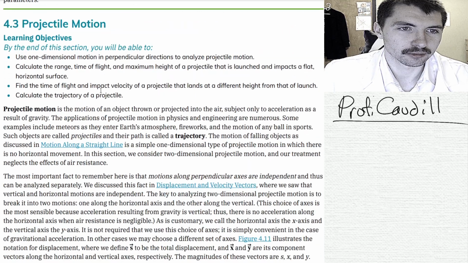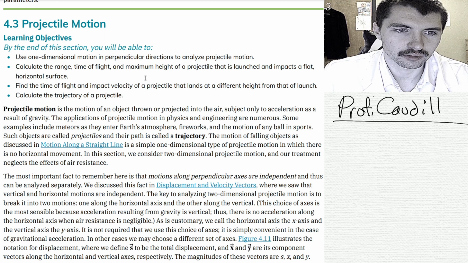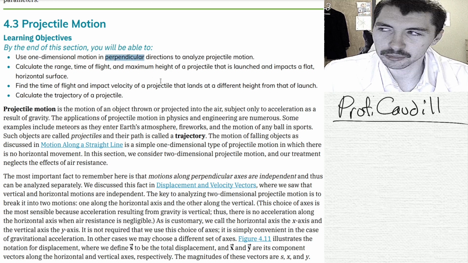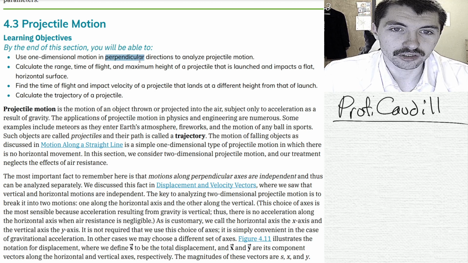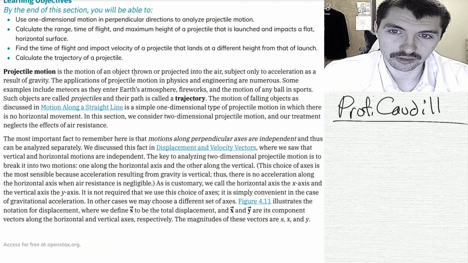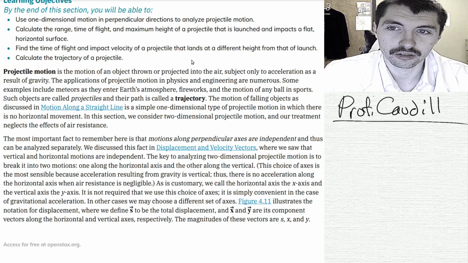So projectile motion. Use one-dimensional motion in perpendicular directions. Okay, so perpendicular. What comes to mind when we hear the word perpendicular? It should be the cross product. I don't know if they will use that, but that comes to my mind. Calculate the range, time of flight, and maximum height of a projectile that is launched and impacts a flat horizontal surface.